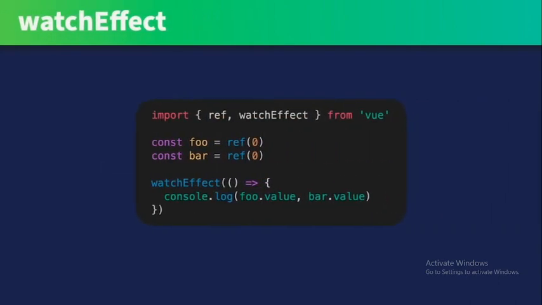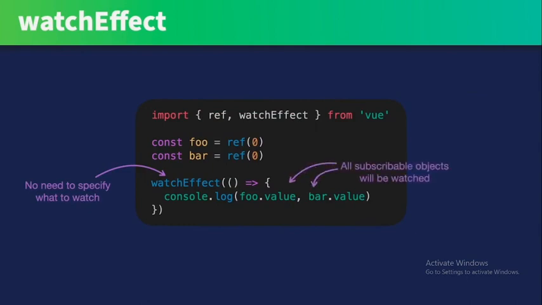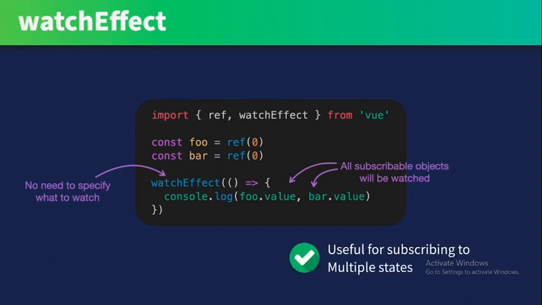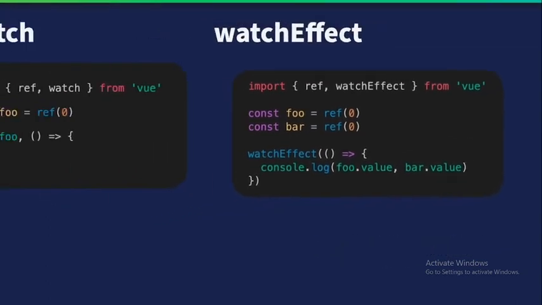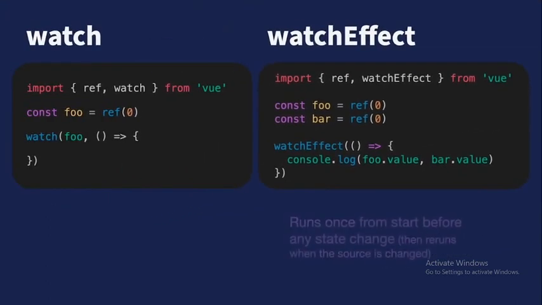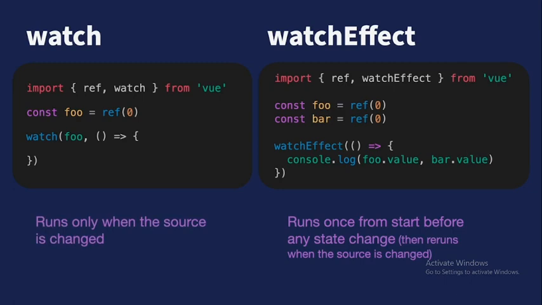Watch effect is similar to watch, but you don't have to specify what to watch. All the subscribable objects that appear inside the callback will be subscribed to automatically. This is useful for subscribing to multiple states, and you don't have to manually list out all of them. But different from watch, watch effect will run the callback once from the start before any state change. On the other hand, watch will only run the callback when the source is changed.